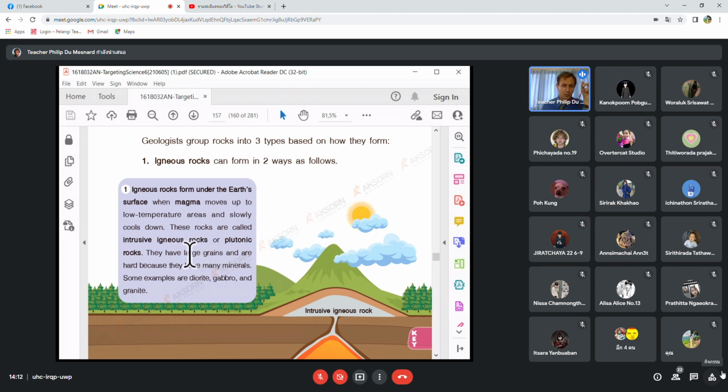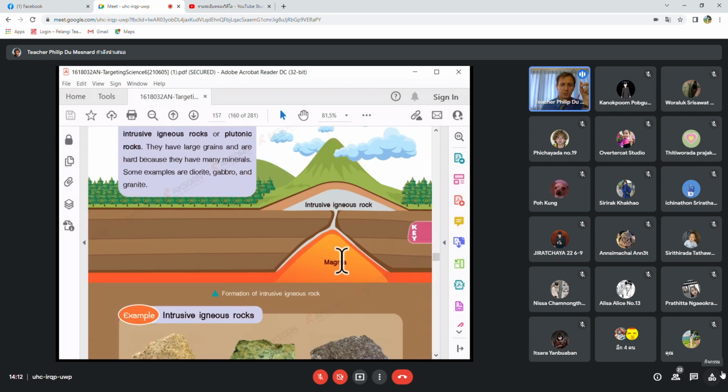Well, I thought it was the other way. Okay, so inside the earth, rocks have big grains and are hard because they have many minerals. Some examples are diorite, gabbro, and granite. Those are the names of the rocks.